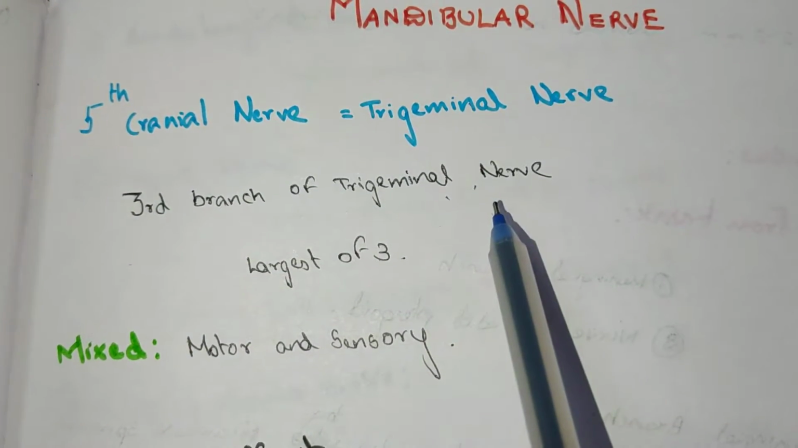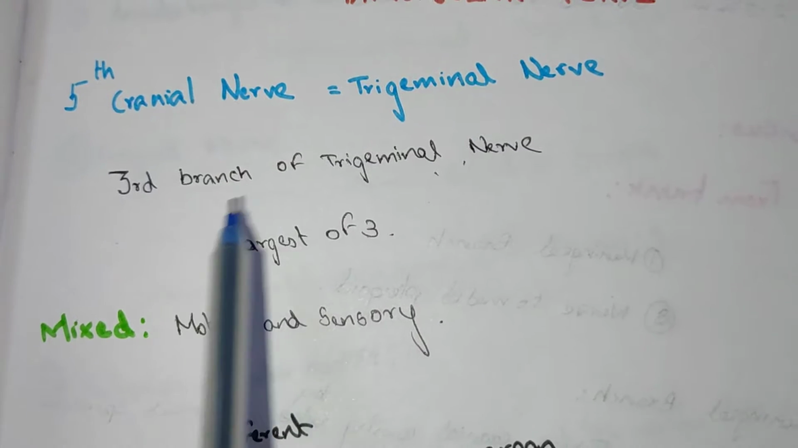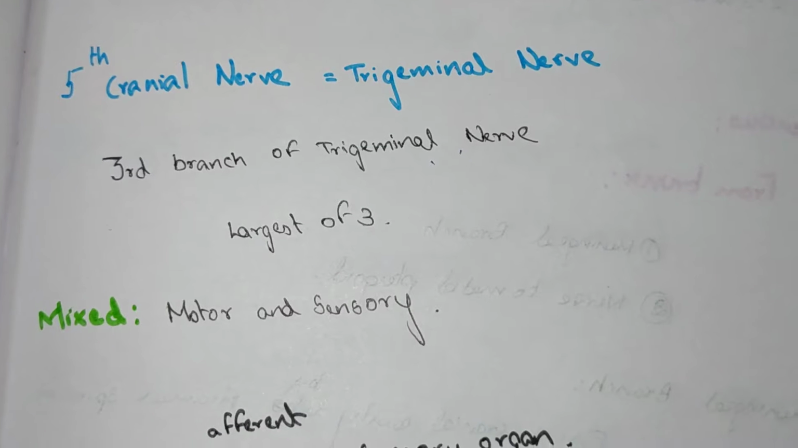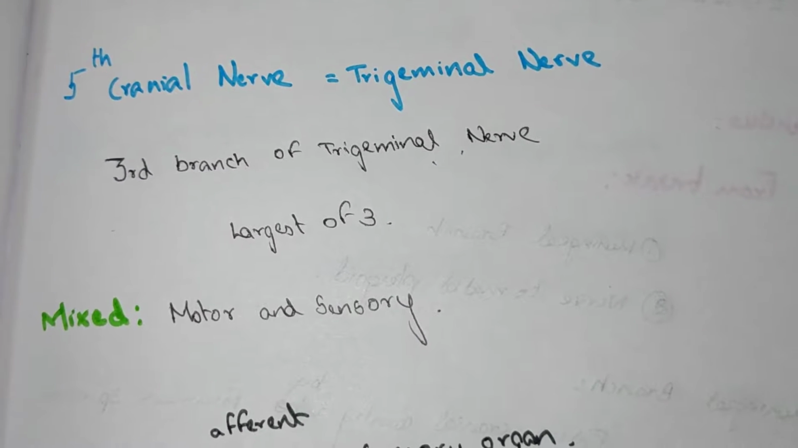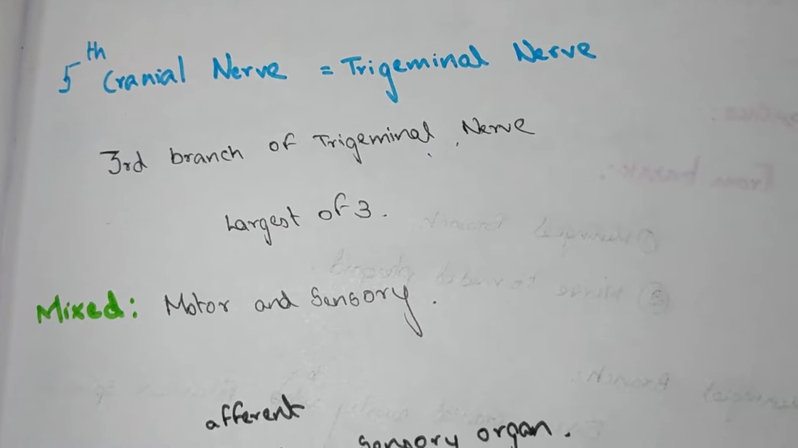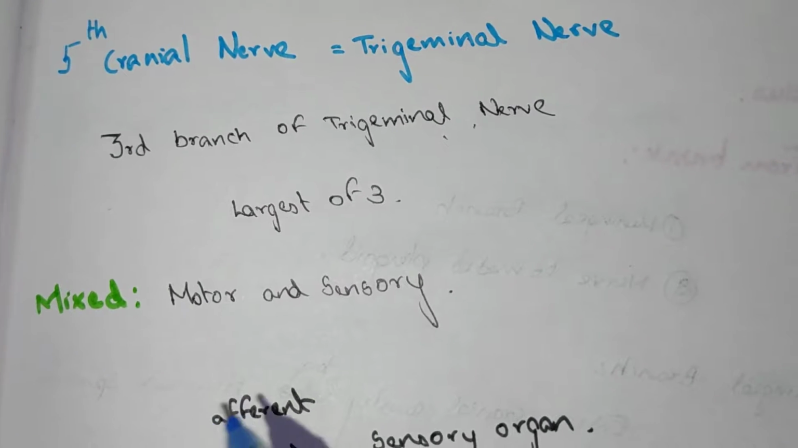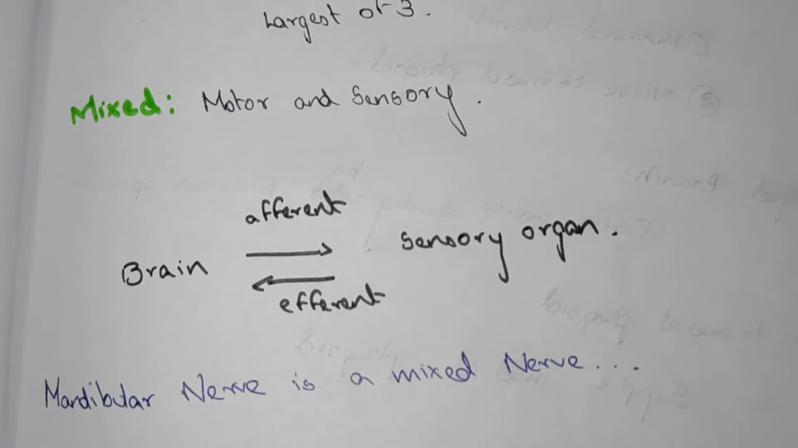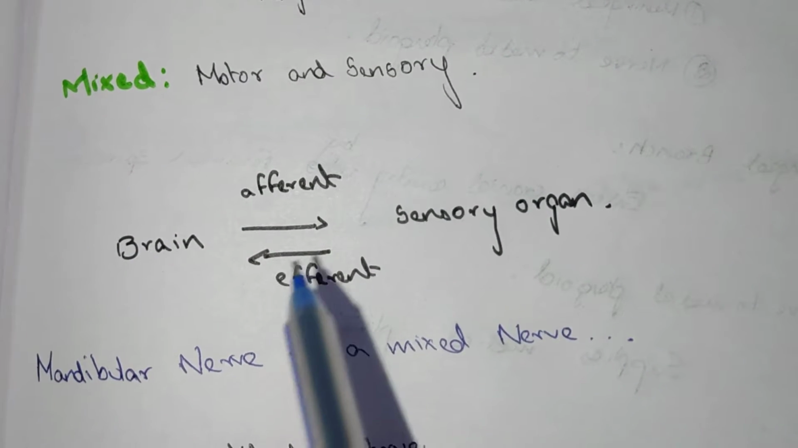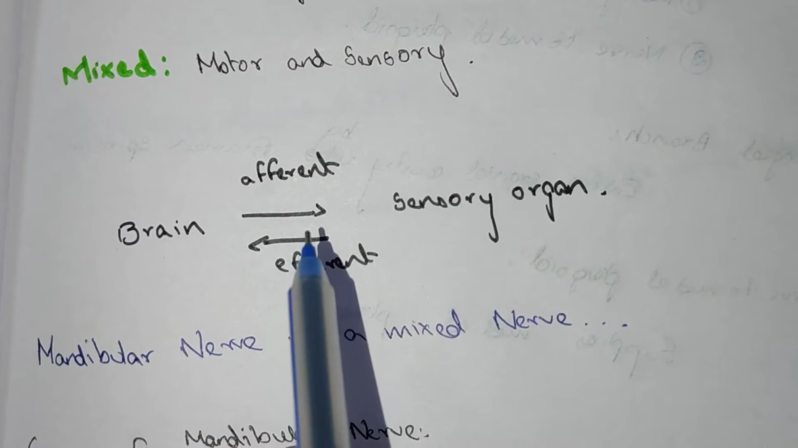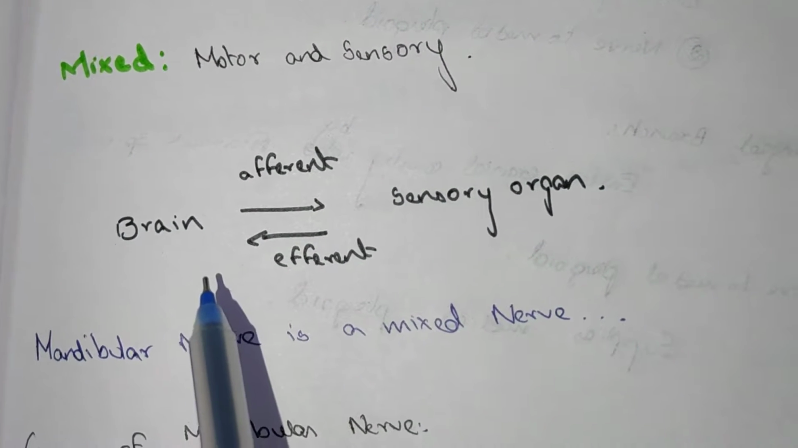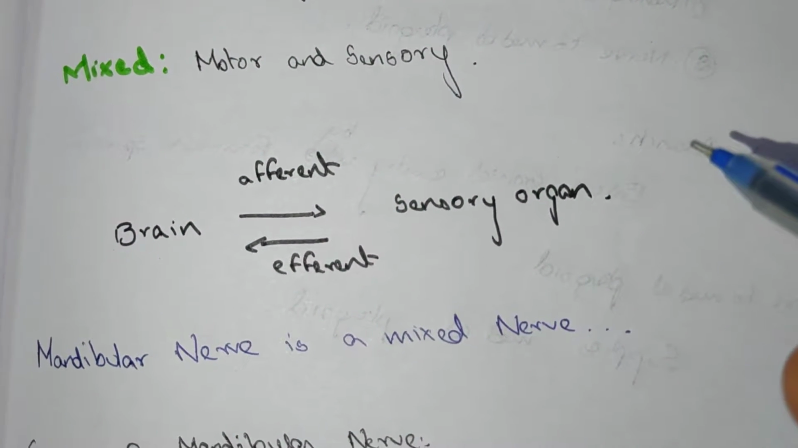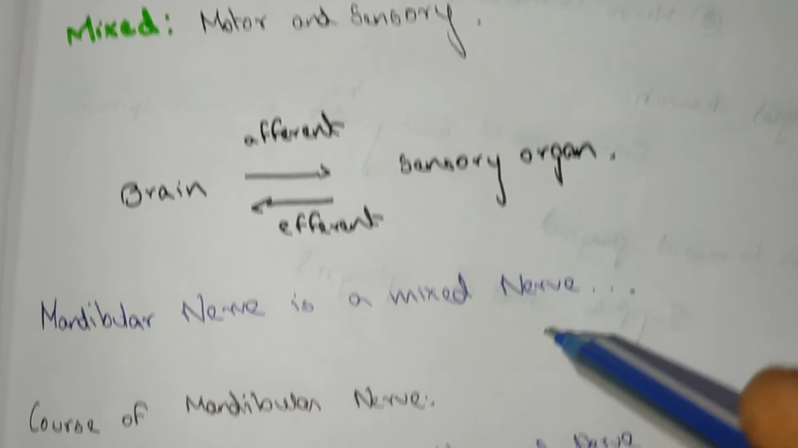The third branch of the trigeminal nerve, which is the mandibular nerve, as I have written here, is the largest of the three. When we see the maxillary, ophthalmic as well as mandibular, the mandibular branch is the largest one. It is a mixed nerve, it has both motor as well as sensory function. From the sensory organ to the brain, the signal is transmitted by afferent fibers. From the brain to the organ, the signal is transmitted by efferent fibers. Both functions are done by this mandibular nerve, so it is known as a mixed nerve.